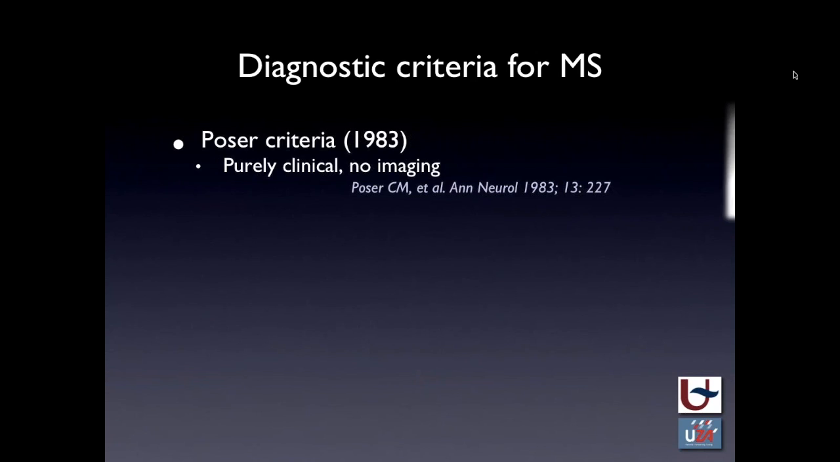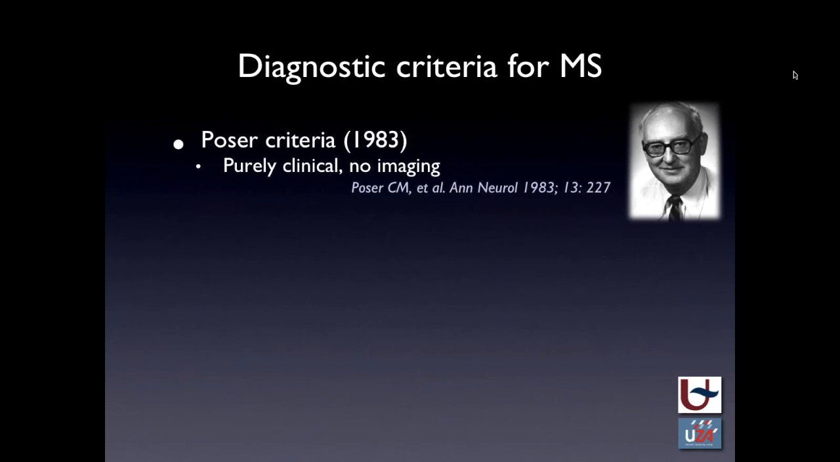there was no imaging. And for the record, Charles Poser was born in Antwerp, in Belgium. He moved with his family to the United States just before the Second World War. I had the pleasure of meeting him several times, and he is one of the true giants in multiple sclerosis because he was one of the first people to actually understand that you needed criteria to make a diagnosis of definite or probable or possible multiple sclerosis.